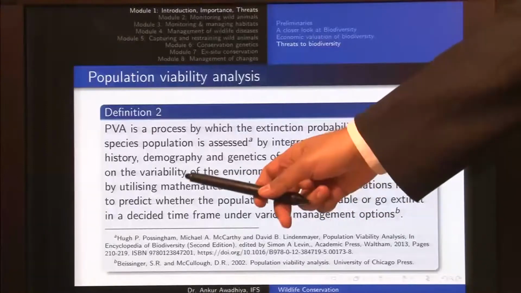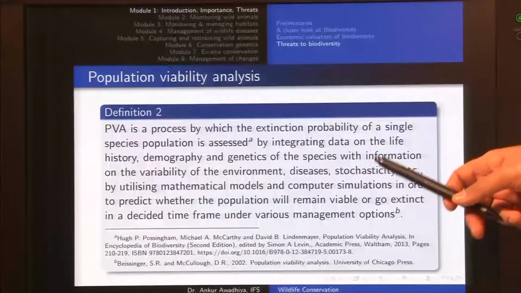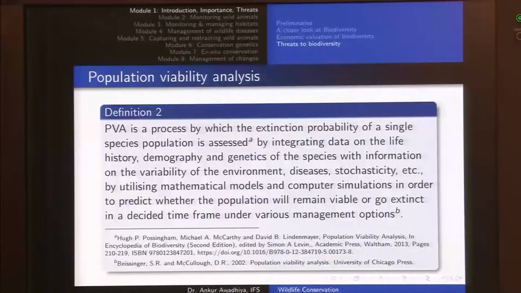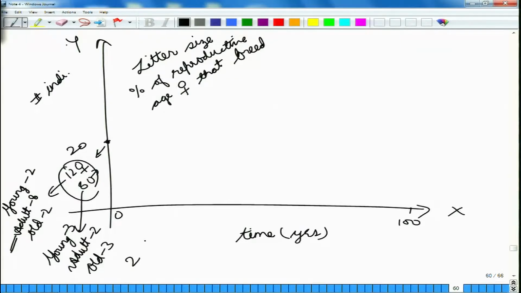Now, if we put all of this information into our computer simulation, and we also put in the stochasticity variables such as variability of the environment, diseases, and so on. So, for instance, we can put into our model that two individuals are poached every 10 years, or say every third year we have a forest fire that can impact say 2 individuals in the population, or say 2% of the individuals of the population.